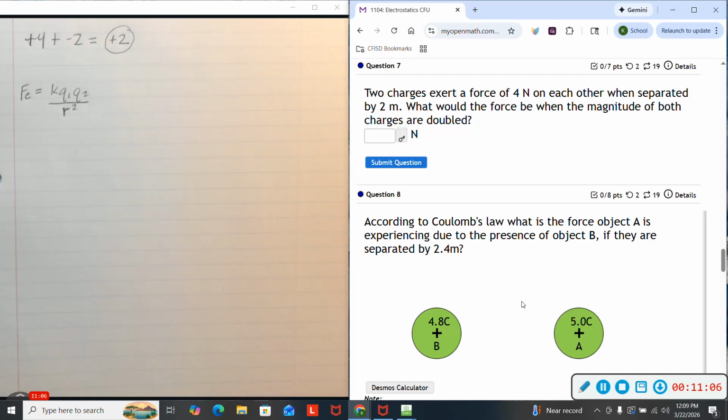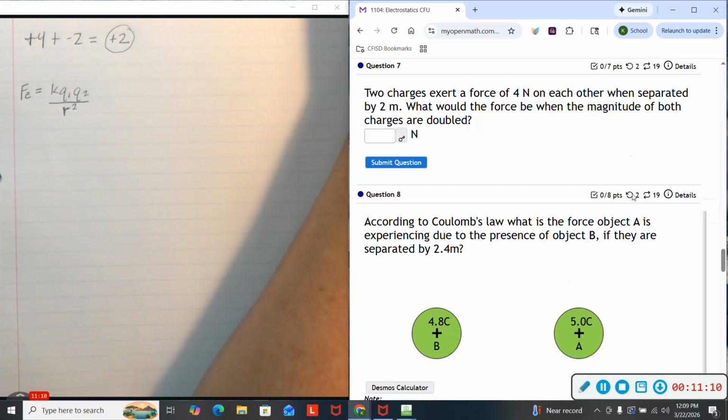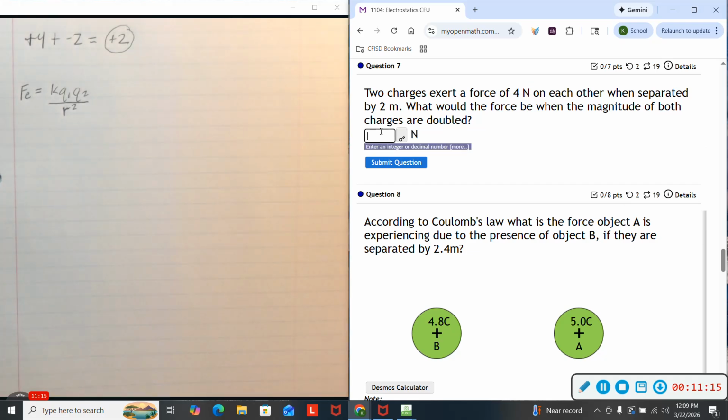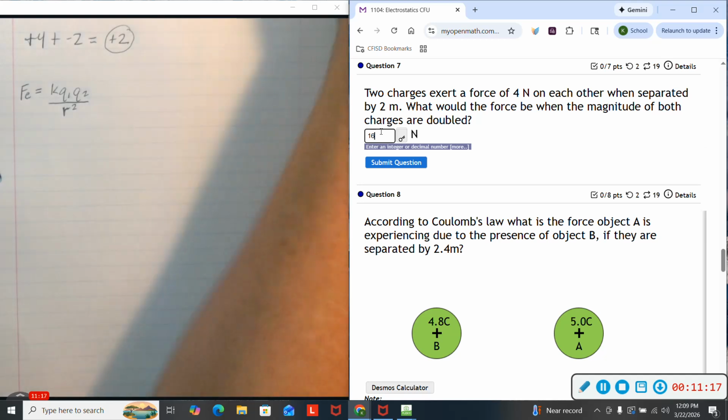It doesn't actually ask for the factor. I'm not putting in 4 times as much, but rather I'm looking back up at the question. I'm seeing the initial amount of force was 4, and so 4 times that would be 16.